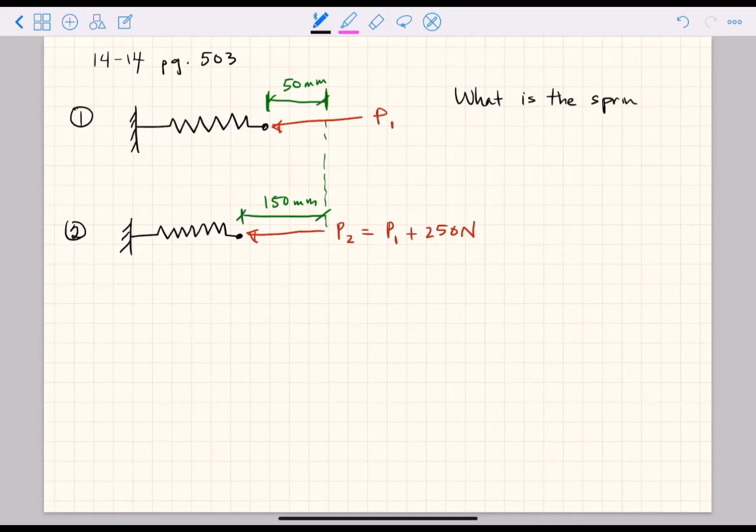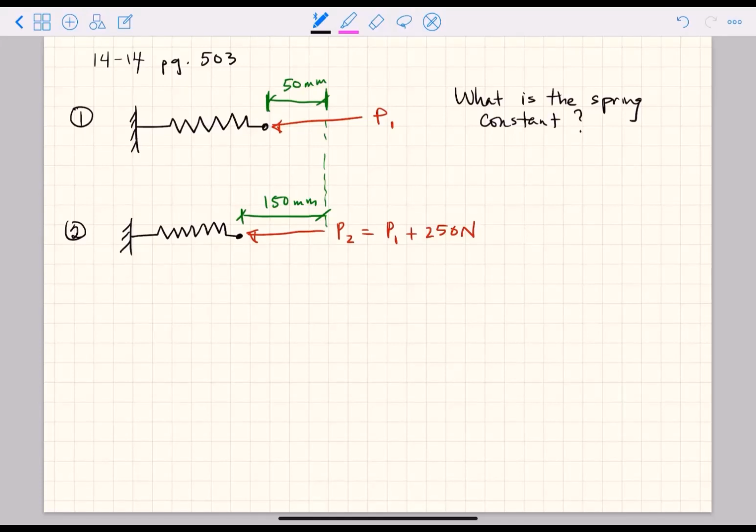Remember, the spring constant has to do with material type and number of coils in the spring and all sorts of different inputs to determine it. But that's often what we're looking for when we're doing a design. We need to figure out what the spring constant needs to be if you want a certain compression.